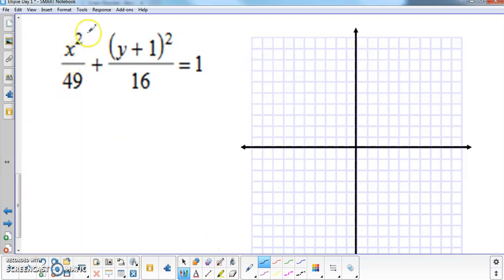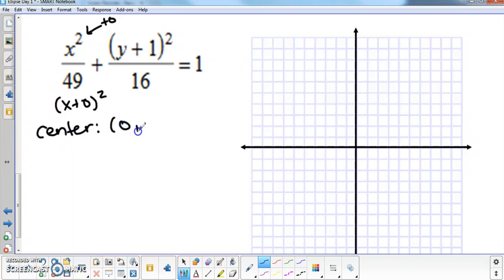With this one right here, you can clearly see that this right here doesn't have anything attached to it. So if it doesn't have anything attached to it, it's going to be plus 0. So we would have x plus 0 squared, because that doesn't change it, right? So that means my center is at 0, -1. Okay? So we're going to go to 0, -1.